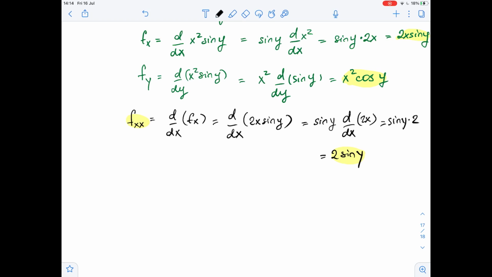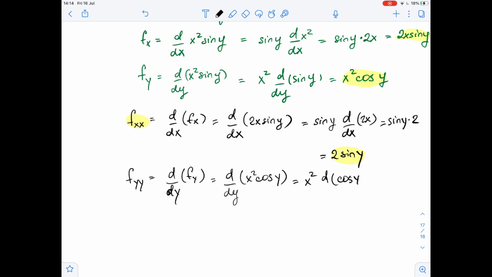Now let's find fyy. It equals the derivative of fy with respect to y. So it equals the derivative of x squared times cosine of y with respect to y. Here we treat x as a constant, so again we take out x squared. So it's x squared multiplied by the derivative of cosine of y with respect to y.